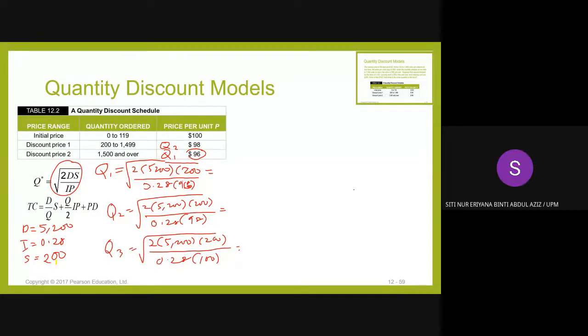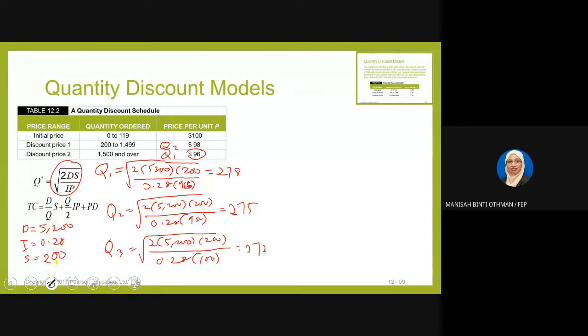I got 278. Okay, 278. Q2? 275. Q3? 272. Okay, thank you. So now you can see 278 is the optimum quantity for price $96, they should buy at 278.